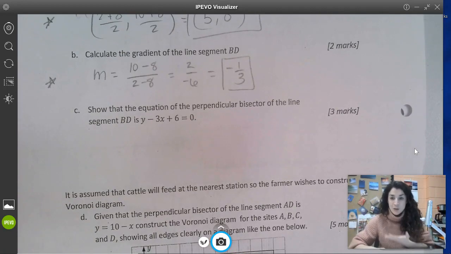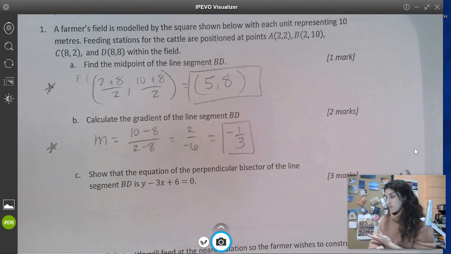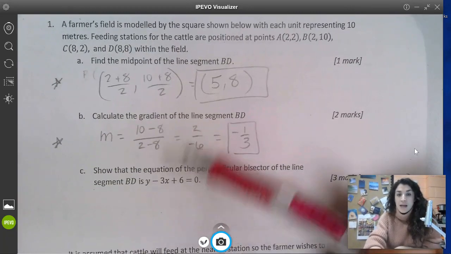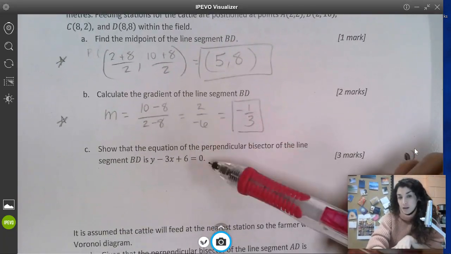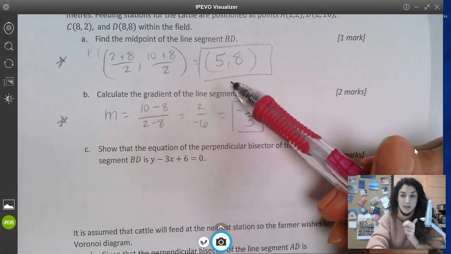It then said, show that the equation of the perpendicular bisector of the line segment BD is this. And notice, we've been doing all the things so far that we need to do in order to make the equation of the line of the perpendicular bisector. So in order to find the equation of the perpendicular bisector, we need the midpoint, which we found here, and we also need the slope.